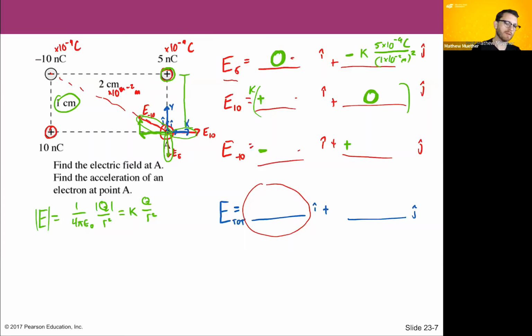Okay, what do we get for E10? It's going to be positive. We already established that. Well, I have 10 times 10 to the minus 9 coulombs of charge divided by, now that 10 nanocoulombs of charge is 2 centimeters away. So I have 2 times 10 to the minus 2 meters squared.